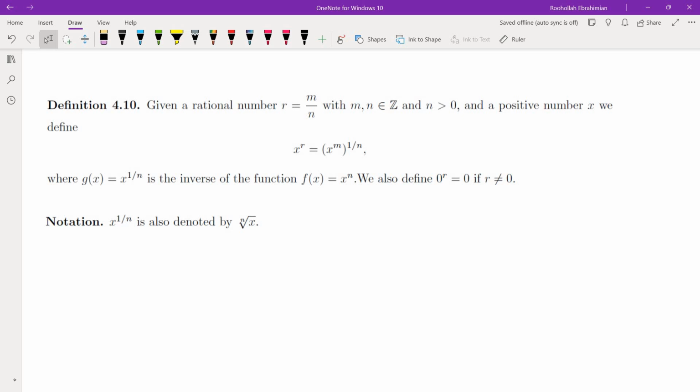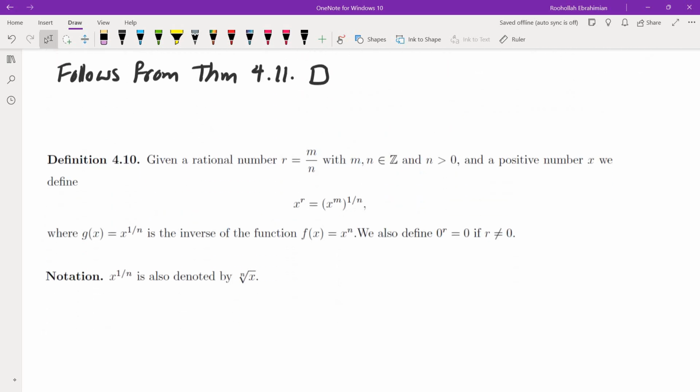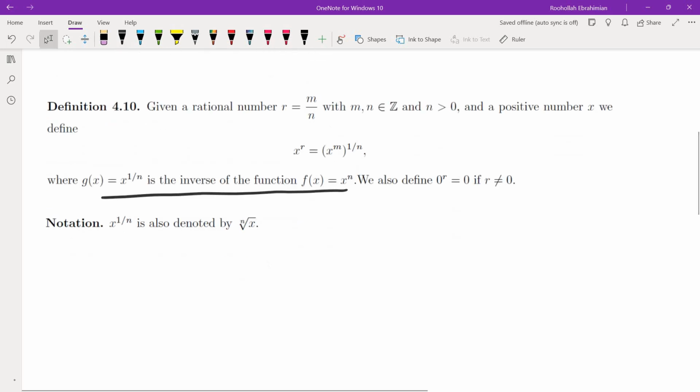Okay, so this brings me to definition 4.1. Given a rational number r equals m over n with m and n integers and n positive, and a positive number x, we define x to the power of r as x to the power of m, to the power of 1 over n. And x to the power of 1 over n is the inverse of x to the power of n. If the exponent is positive, we define 0 to the power of r as 0. A common notation is that x to the power of 1 over n is denoted by the nth root of x.